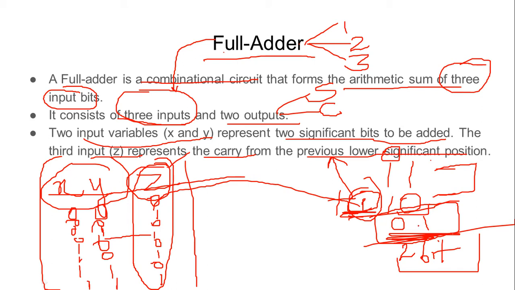So if it is 0, let's suppose no carry has been generated. I have just added 0 0 with 0 1. So I know that the output will be 0 plus 1 is 1, 0 plus 0 is 0, and no carry will be there. No carry means 0.